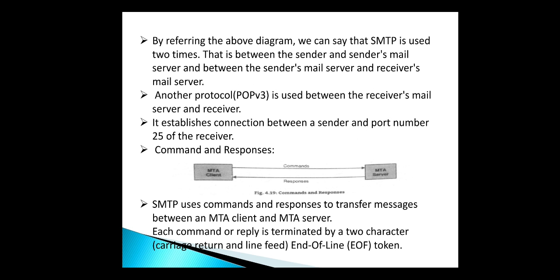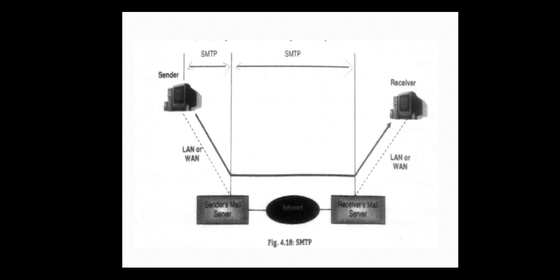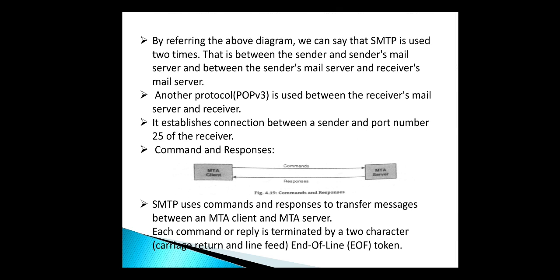By referring to the above diagram, we can say that SMTP is used two times, that is between the sender and the sender's mail server, and between the sender's mail server and the receiver's mail server. Another protocol, POP3, is used between the receiver's mail server and the receiver side. It establishes the connection between sender and receiver using port number 25.